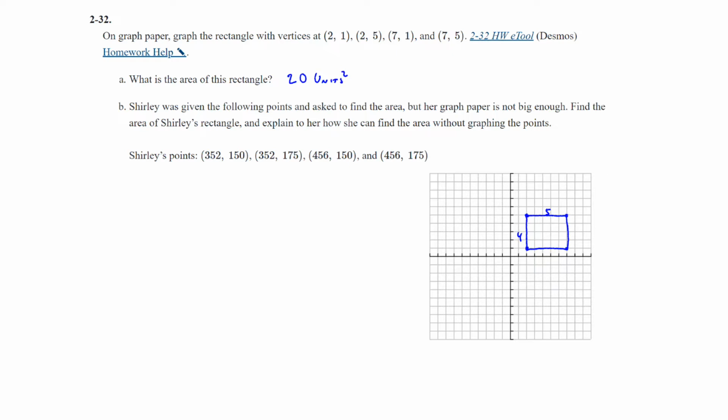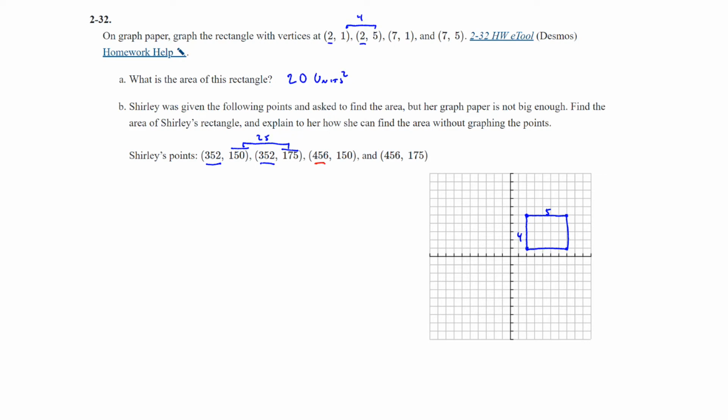And then on B, Shirley has been given the following points and asked to find the area, but her graph paper is not big enough. Find the area of Shirley's rectangle and explain to her how she can find the area without graphing the points. So what you'll notice is these x values are going to be the same, similar to what you see up here. And then it's the y values that are going to be the difference. So between the 5 and the 1, that's a difference of 4. So that makes one of the sides. So with the 75, the 175, and the 150, that's a difference of 25. So that'll be one side length.